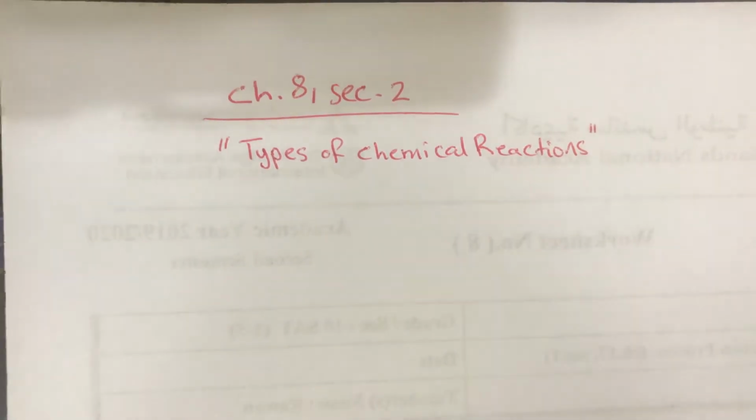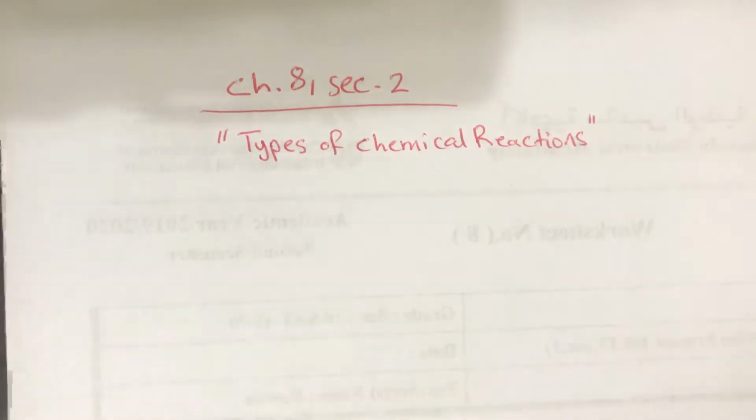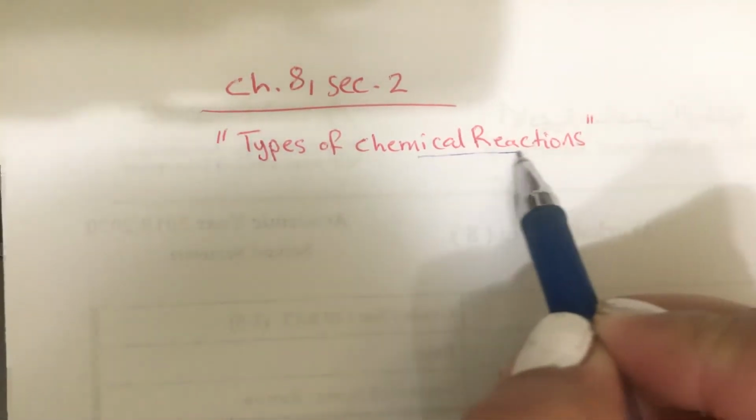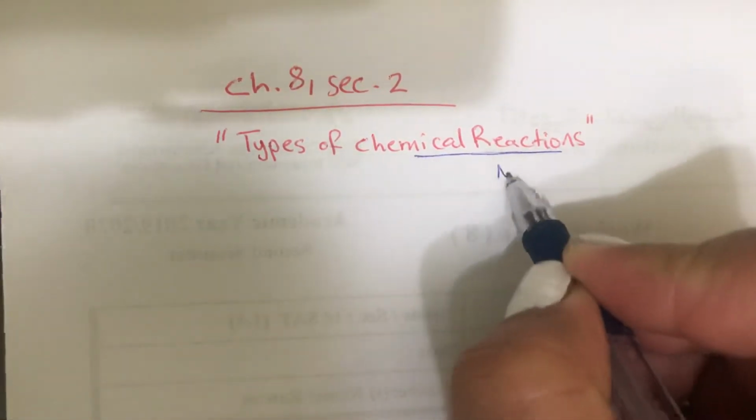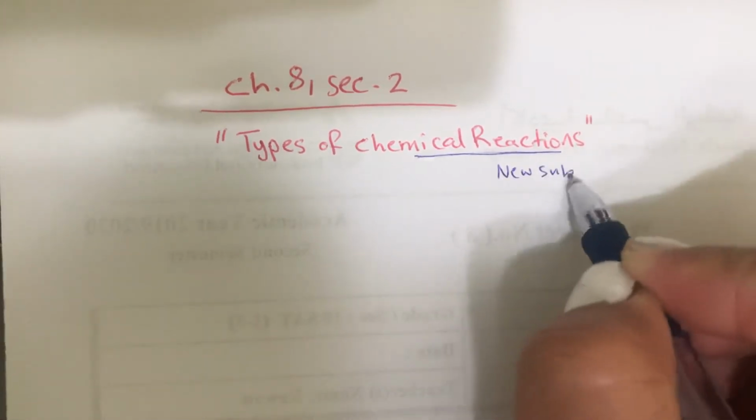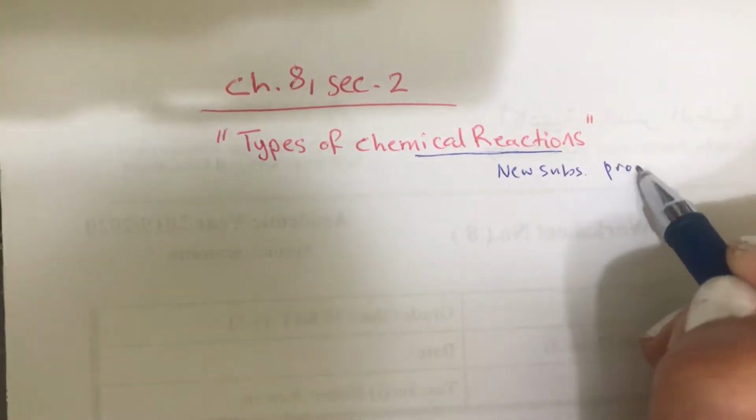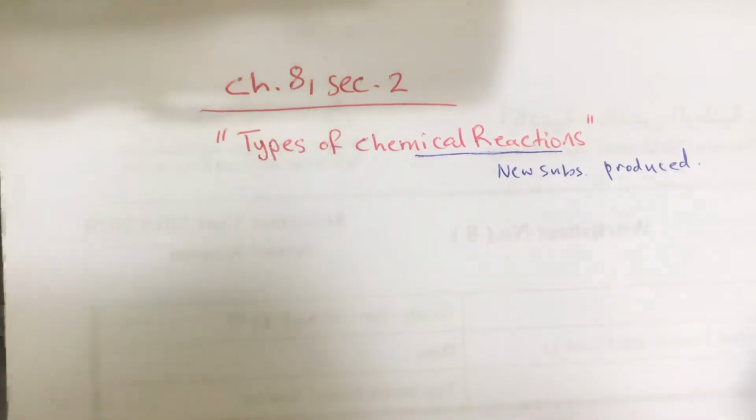Now chapter 8, section 2, types of chemical reactions. Now we will discuss 6 types of chemical reactions. If you remember, chemical reactions means new substance produced. So now, what are the types of chemical reactions?